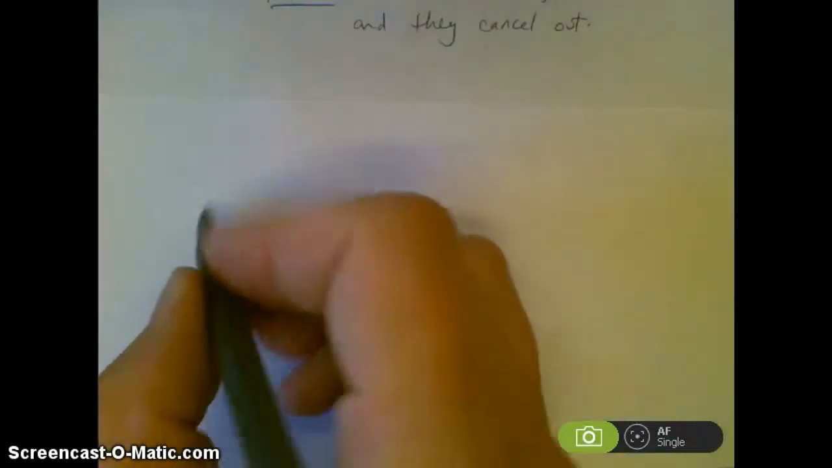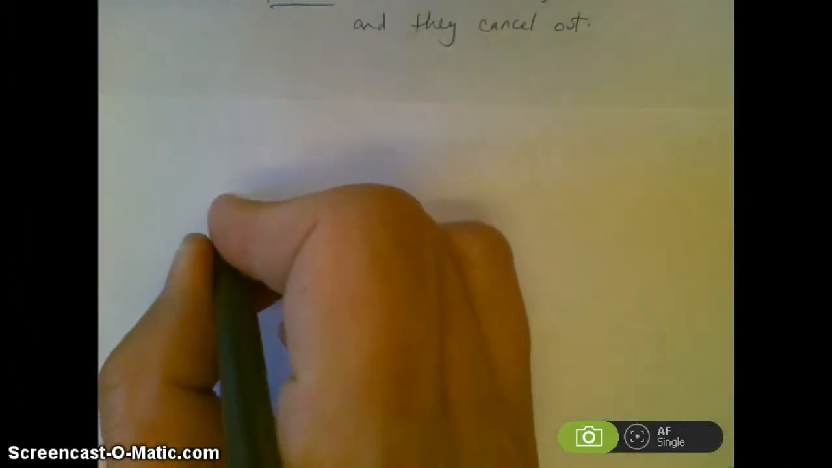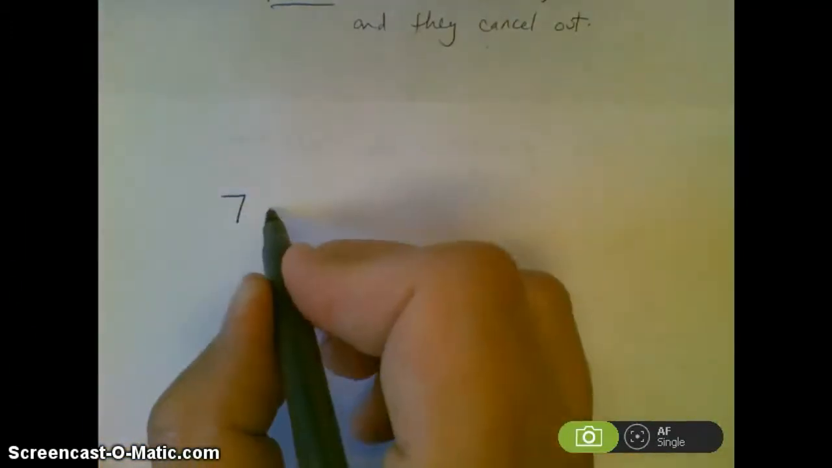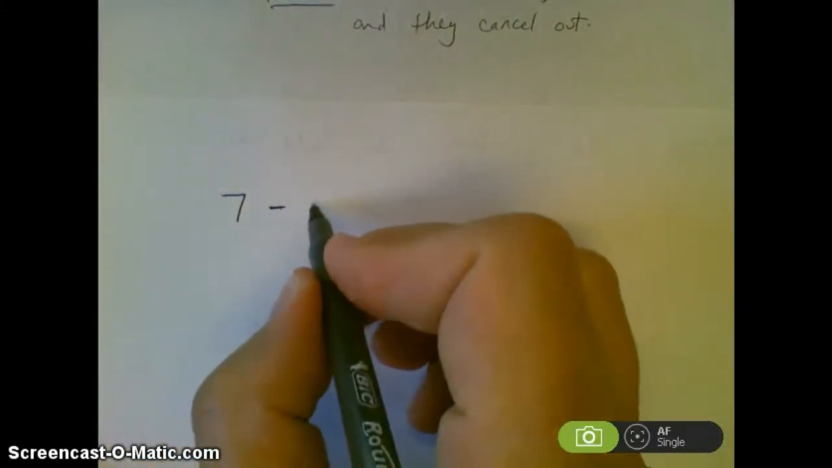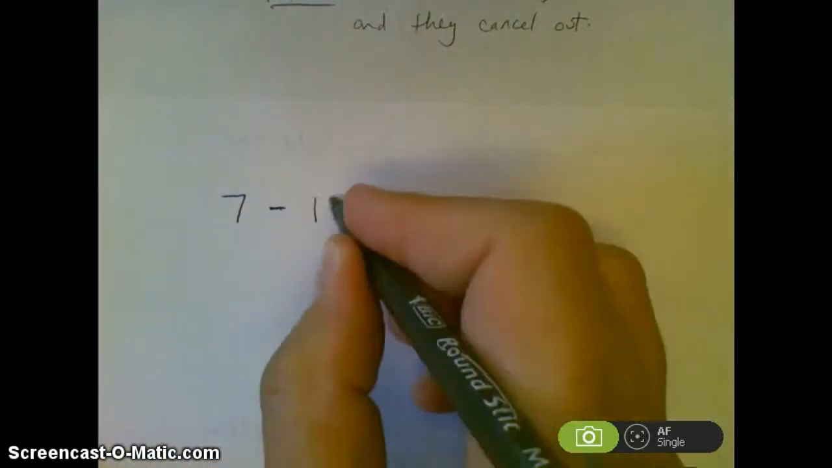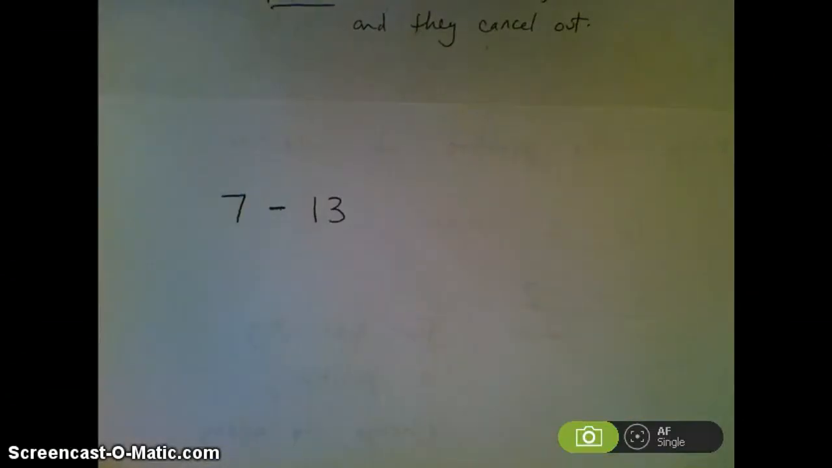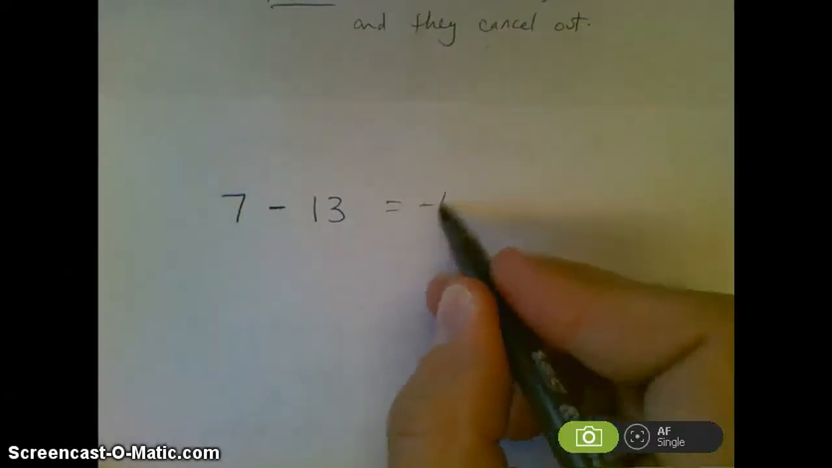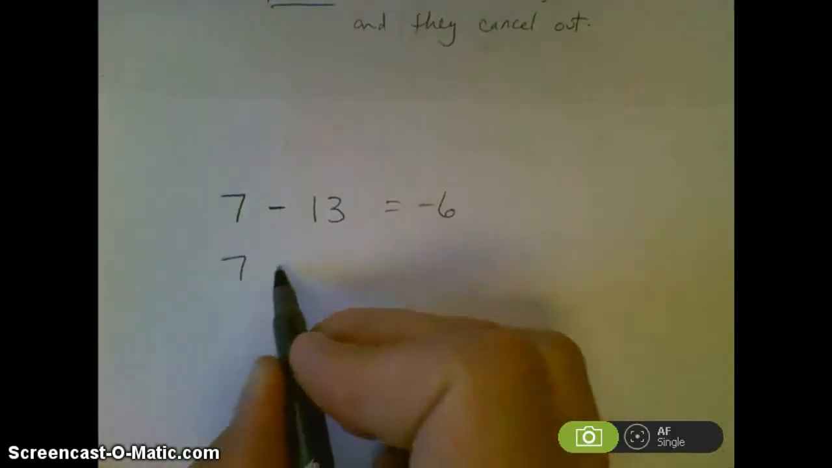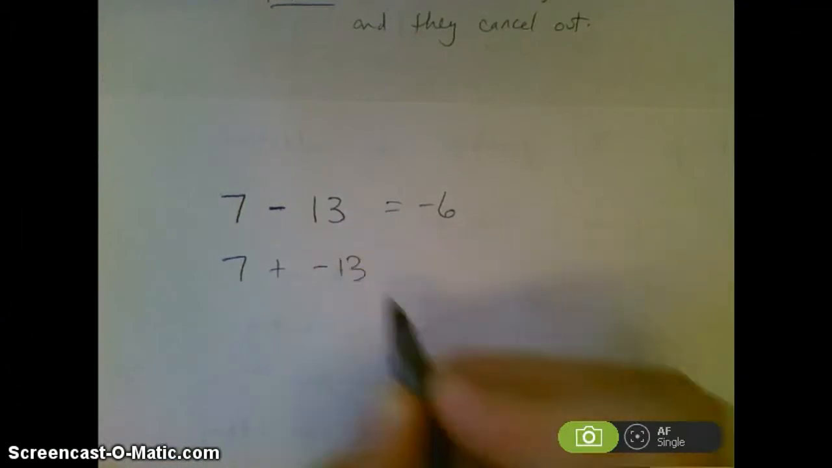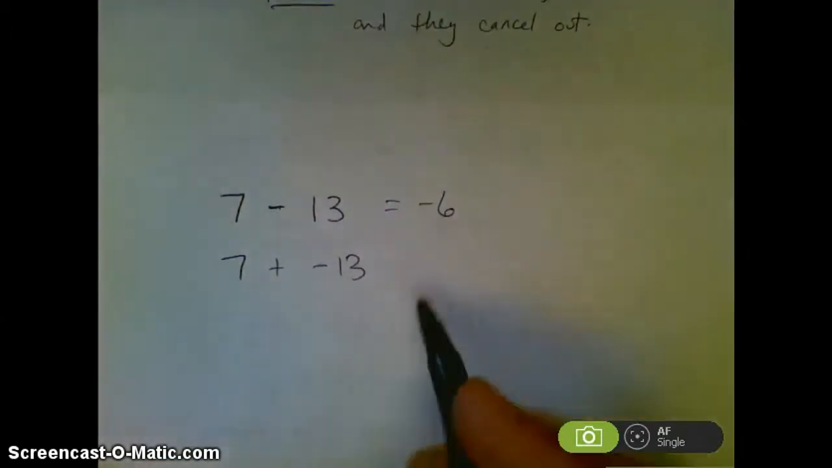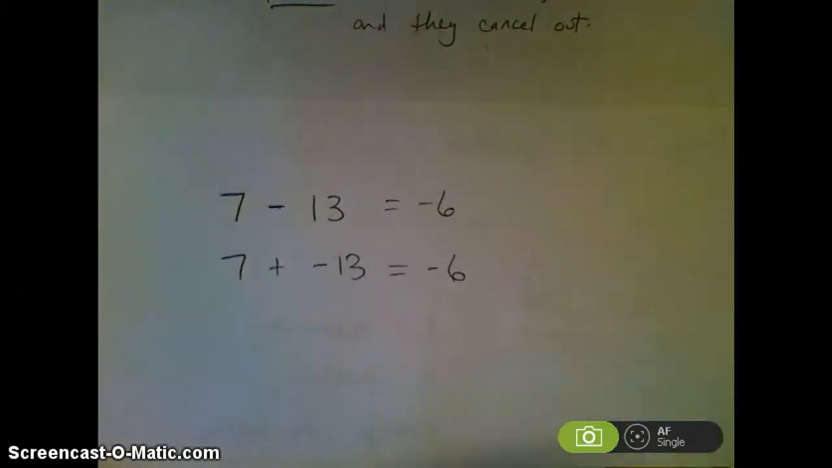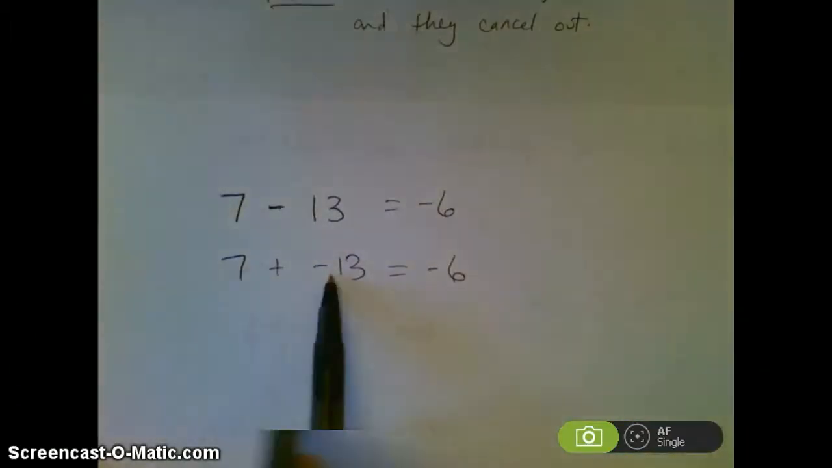Try it like this. 7 minus 13. You know it's negative 6. I'll change it to 7 plus negative 13. So now I've got more negatives than I do positives. I'm left with negative 6 once I cancel out 7 of those negatives.